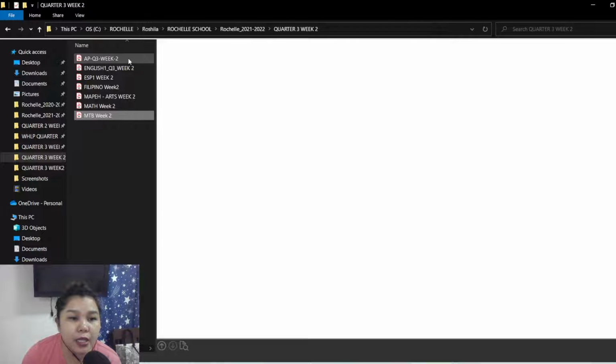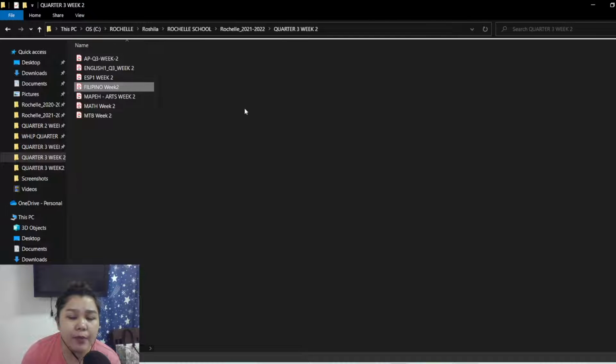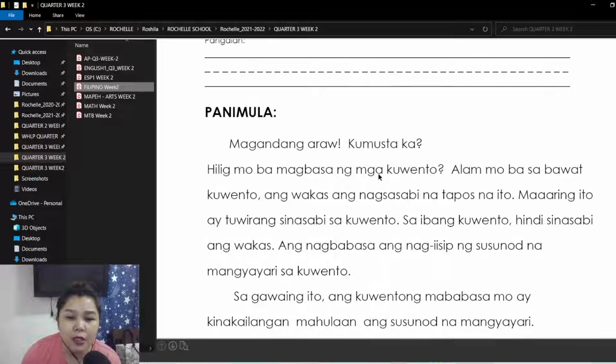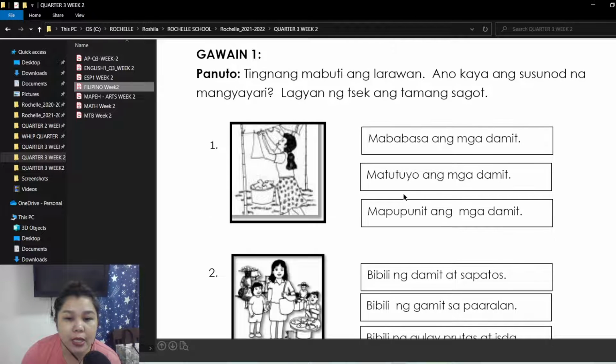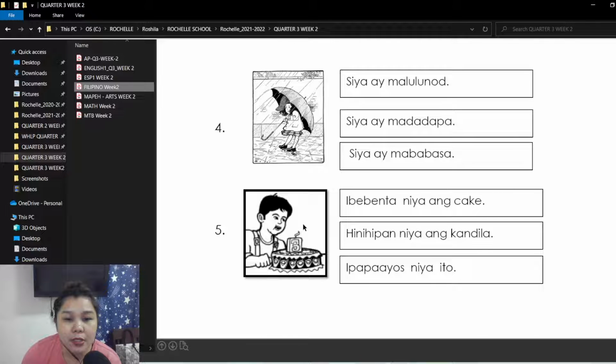And then, for Friday naman, we have Math and then Filipino. So, sa Filipino naman, tungkol ito sa inaasahan na naibibigay mo ang susunod na mangyayari sa kwento. So, ano kayong sunod mangyayari? So, sa gawain 1, lagyan ng check ang tamang sagot. Alin dito sa tatlo ang sunod na mangyayari kung itong mga nasa larawan ang nangyayari? So, what will happen next? Lagyan ng check. So, that's 1 to 5.